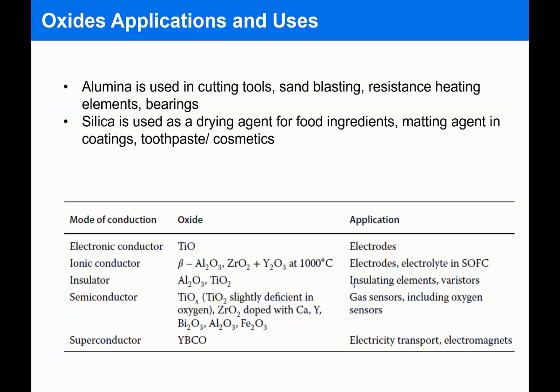Different oxides have different industrial applications that depend on their properties: their hardness, their optical, magnetic, and conductive properties. Alumina, for example, which is aluminum oxide, is used for cutting tools, sandblasting, heat resistance materials, and bearings. Silica is used as a drying agent for food industries and in coatings and toothpaste as fillers. Other oxides are used based on their conductivity, magnetism, and semiconducting properties. Specifically, titanium oxides are semiconductors that are used in gas sensors and electrodes. Other mixed oxides exhibit superconductivity and are used in electricity transport and electromagnets.